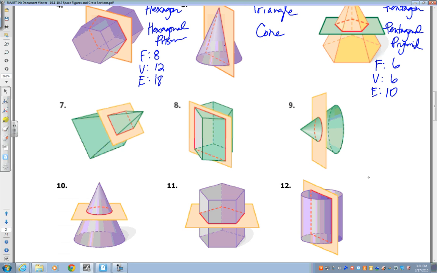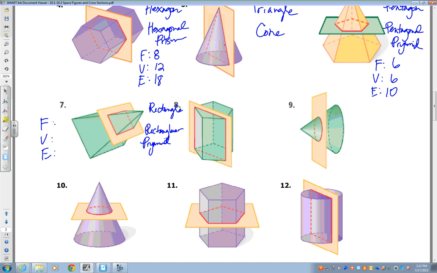All right, number 7. Cross section. Yeah, it's a rectangle. Can I say it's a square? What do I need to know for it to be a square? Yeah, if all the sides were congruent. What's the name of this 3D shape? Yeah, rectangular pyramid. Faces, vertices, edges. Faces, 5. Vertices, 5 as well. Edges, 8.